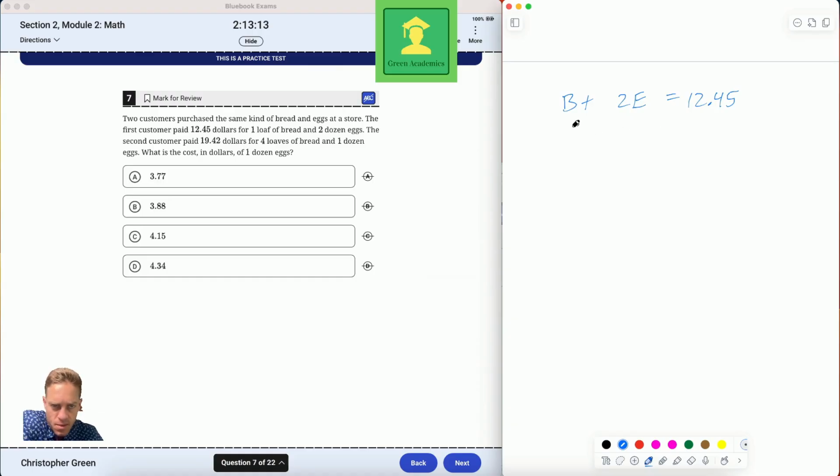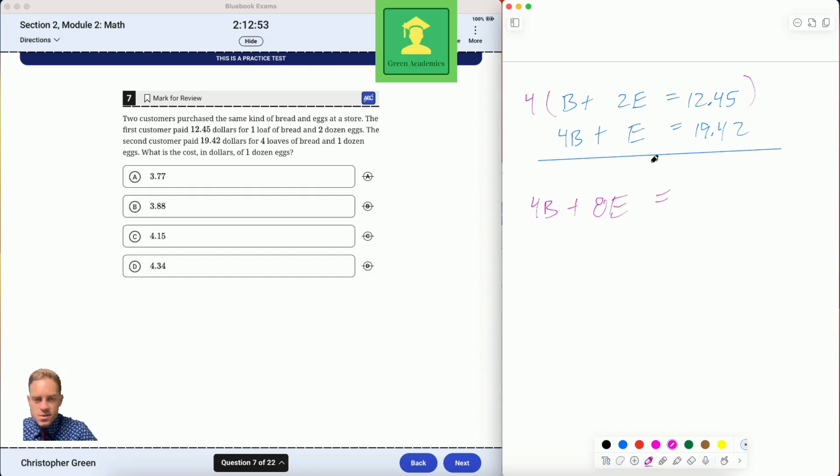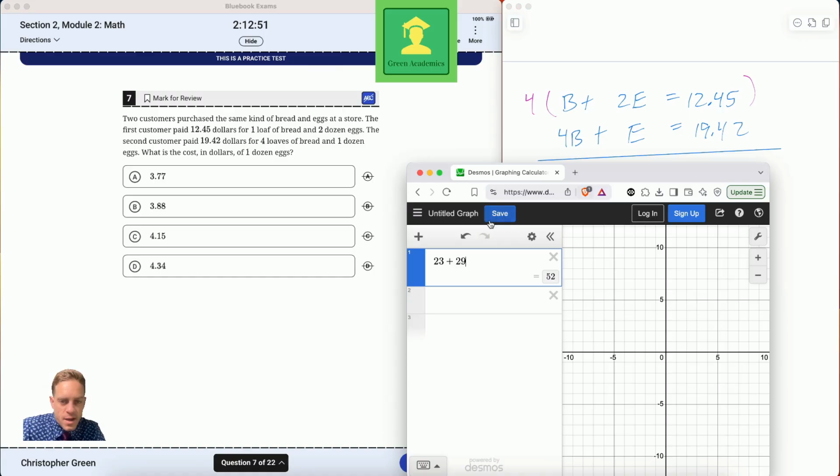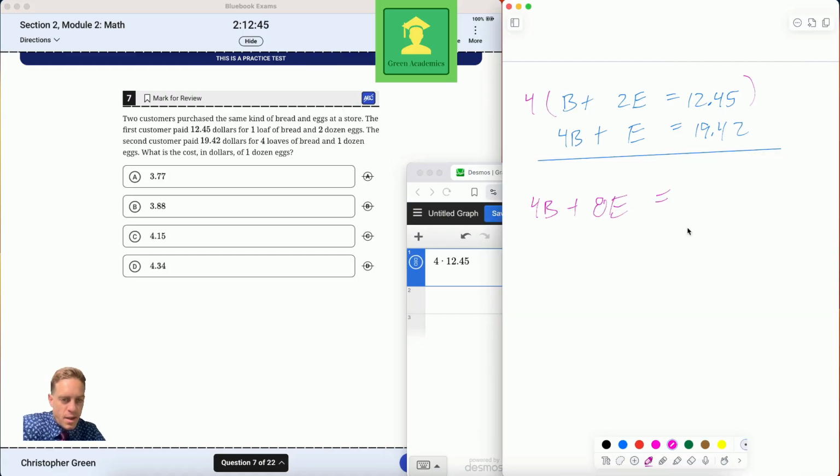And then 4B plus E being $19.42. Now, if you want to solve for E as an egg, you want to eliminate the B's. So I'm going to quadruple the top expression and write this as 4B plus 8E equals, what's 4 times 12.45? 49.8. And then recopy the bottom one the way we already had it. And then subtract the entire bottom expression from the top expression.